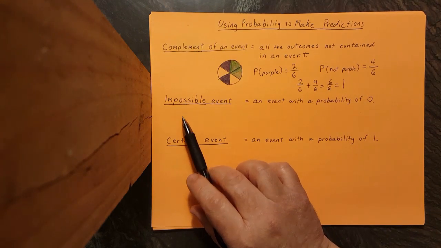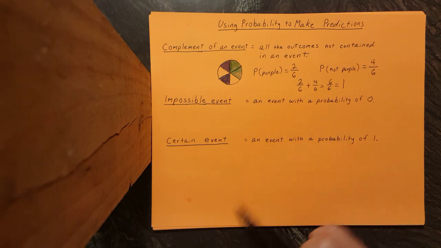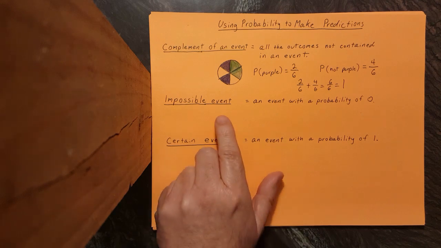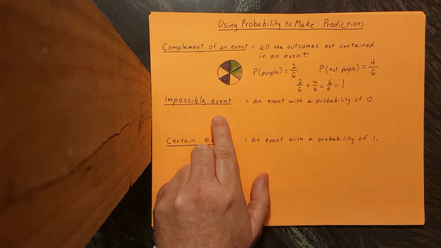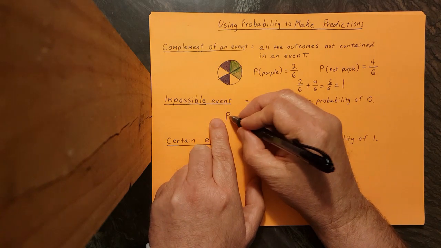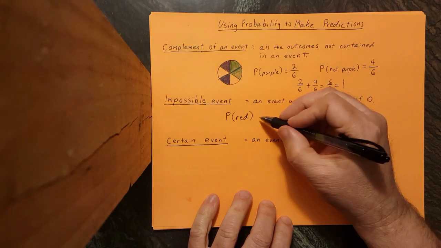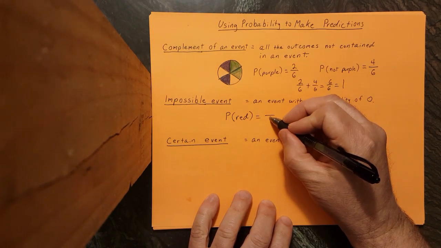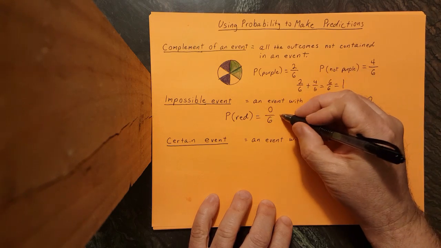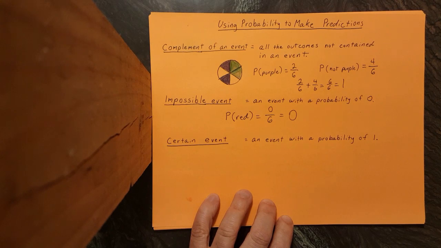You can also write down impossible event, which is an event with a probability of 0. If you need more time, just pause the video and restart it when you're done. Okay, so what's an example of an impossible event? In this spinner right here, an impossible event would be, what is the probability of red? Well, there are no red ones up there, so there are 6 total possible outcomes. None of them are red. The probability is 0. No matter how many times I spin that, I am never going to get red.